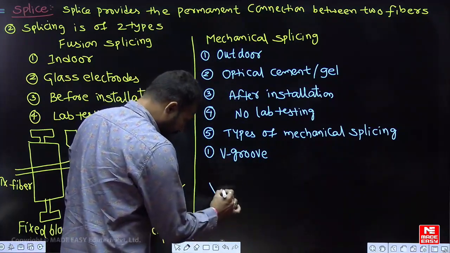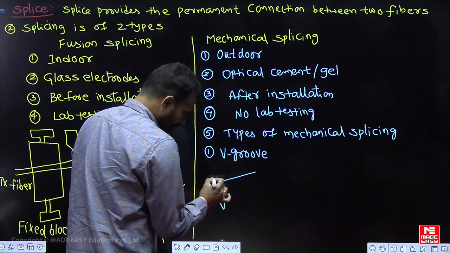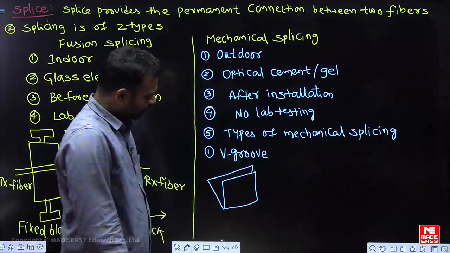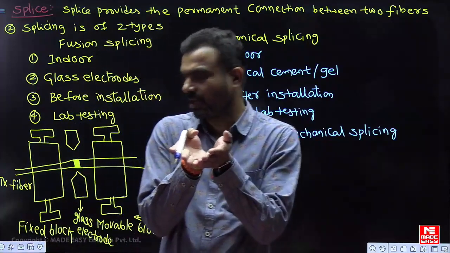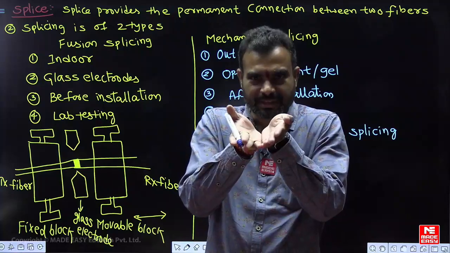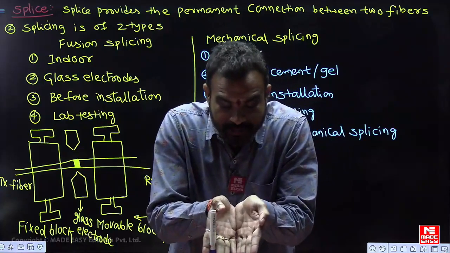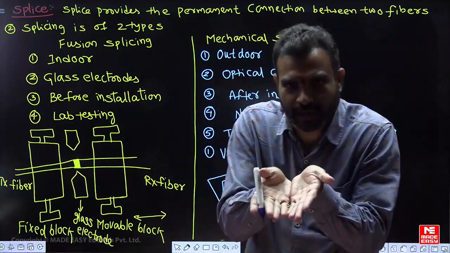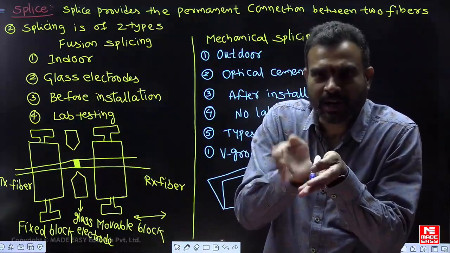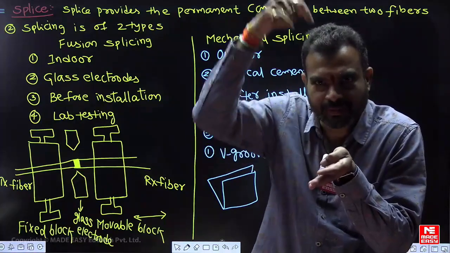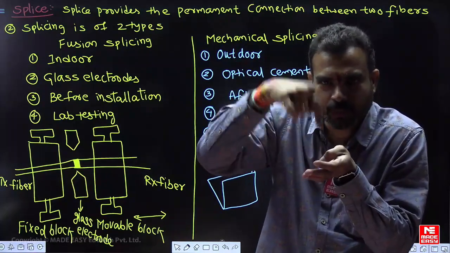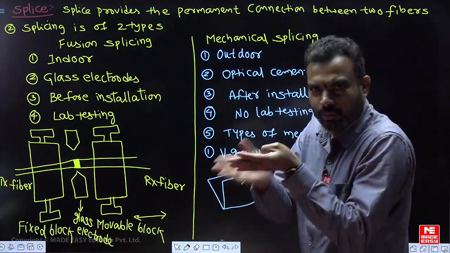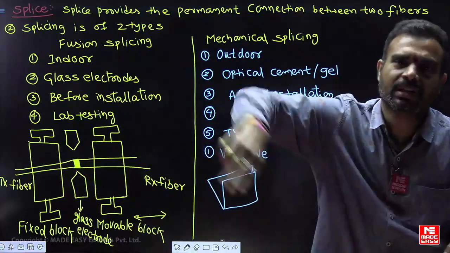See the diagram I am drawing here. This is the V-groove, like a V shape. If I take a book here, it looks like a V shape like this, and I put the fibers here. On the base of the V-groove we place the fibers, and from the top we put some optical gel. After some time the fibers will be connected, and we remove this V-groove. By removing it, the fiber is connected.